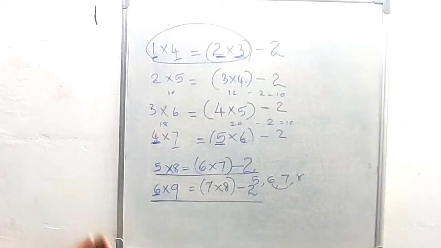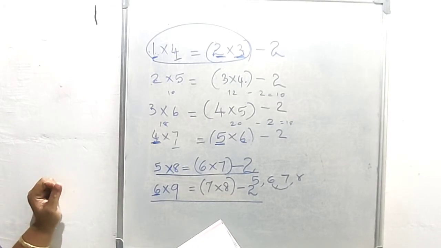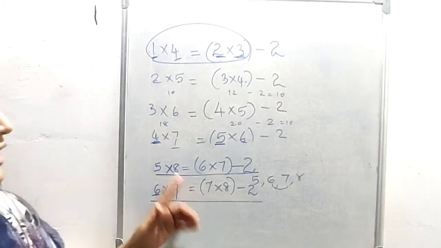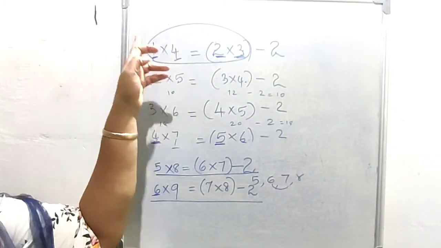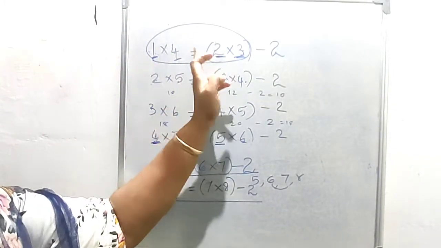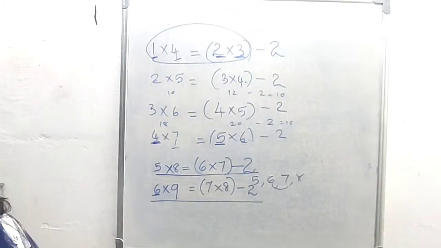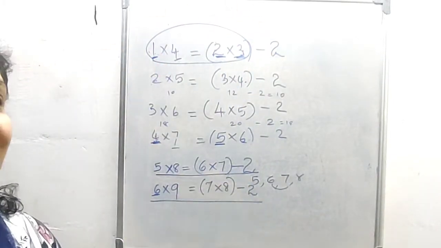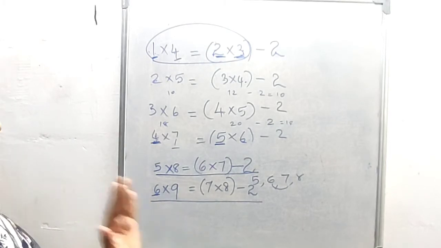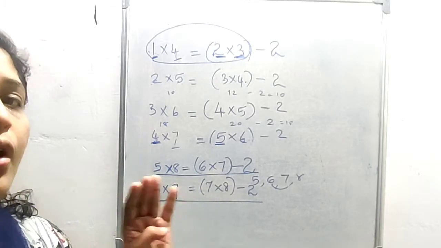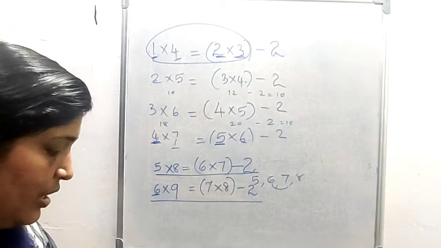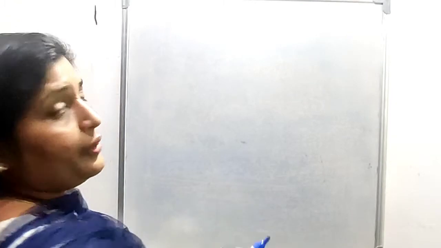Okay, and if we take 4 consecutive natural numbers, what is the relation between the product of the first and last and the product of the middle two? Okay, we have seen that if we take 4 consecutive natural numbers, the product of first and last is equal to product of the middle minus 2. Okay, now we need to explain this using algebra. For that, here I am going to take 4 consecutive natural numbers.